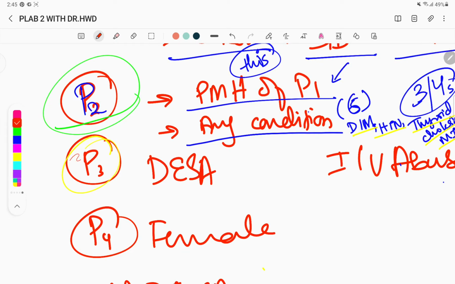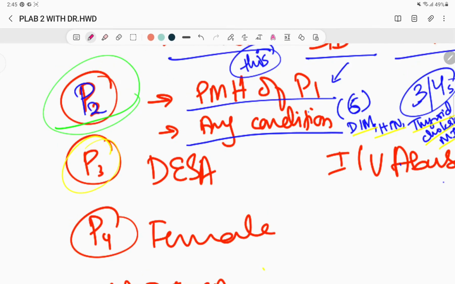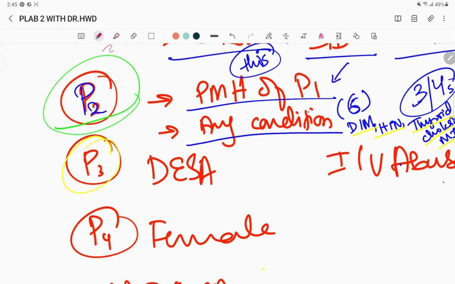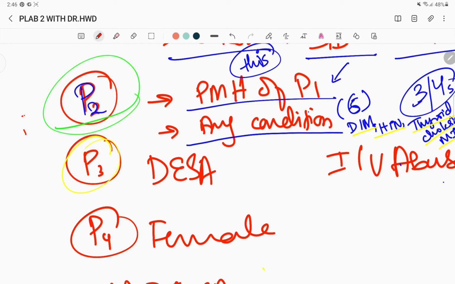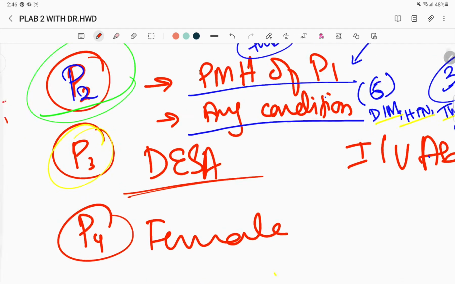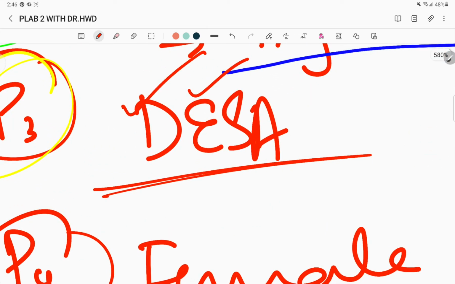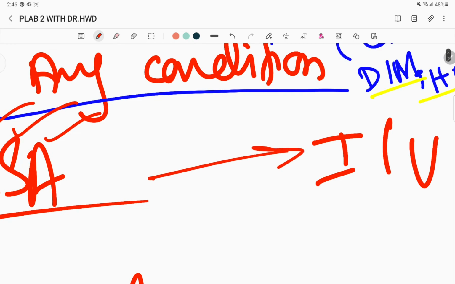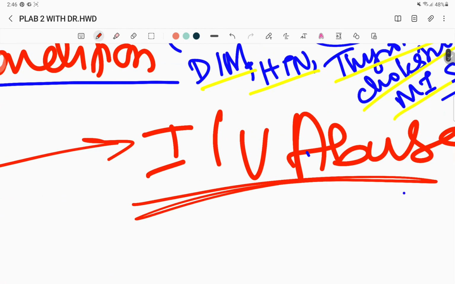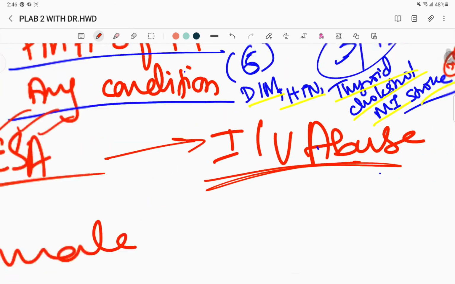What is DASA? DASA is, as I told earlier, your diet, your exercise, this is very, very important. Your diet, your exercise, your smoking, your alcohol. And if you're thinking of infective endocarditis, because that could happen, ask about IV drug abuse. Very, very important for you to ask that.